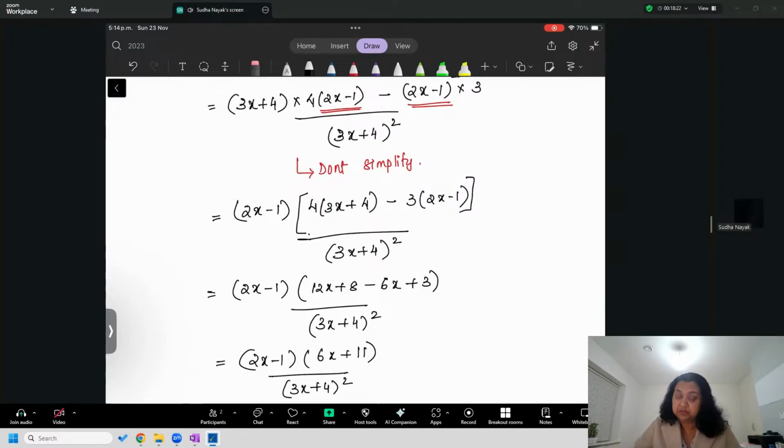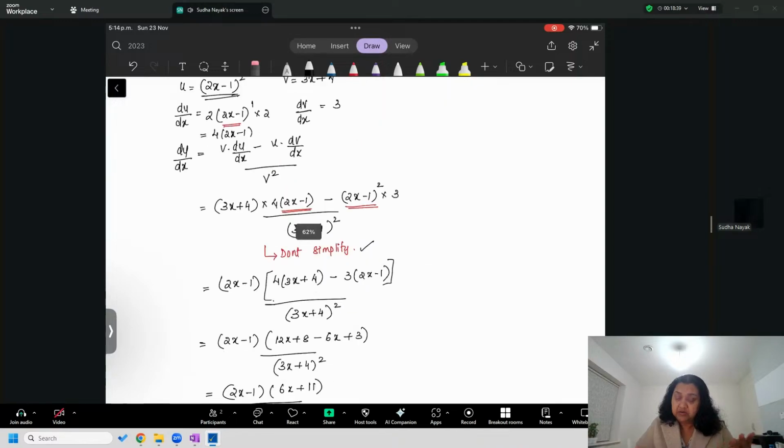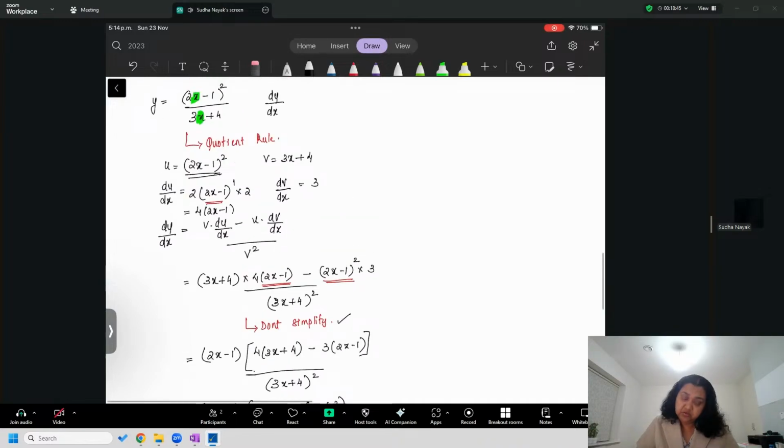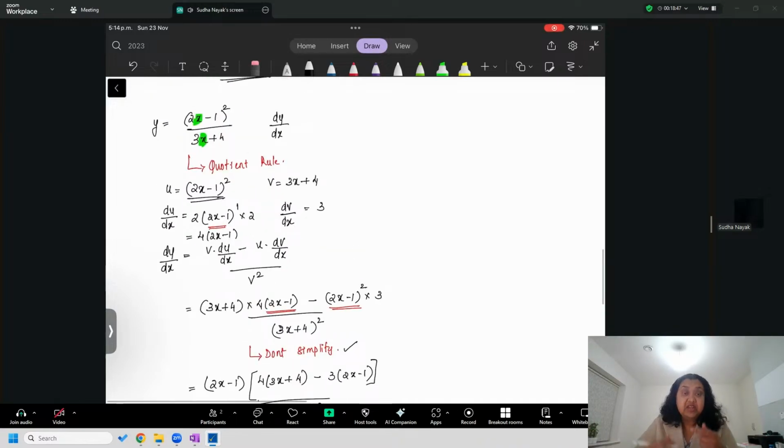So please remember, don't simplify whenever you're working with a quotient rule, because factorizing is a much easier way to do that. That's why I took this example. Okay, so we saw how we can work with product rule, quotient rule, and chain rule, and the combination of this. So here we worked with quotient rule, and then inside that we worked with chain rule. Okay, so it is easy as that.